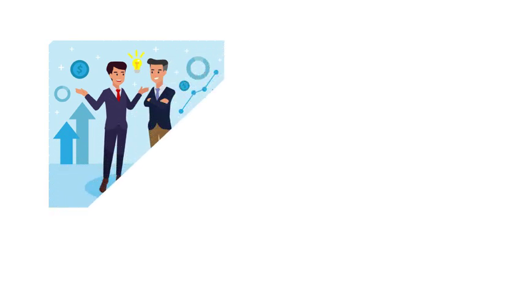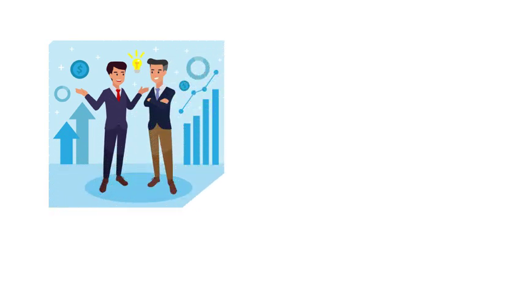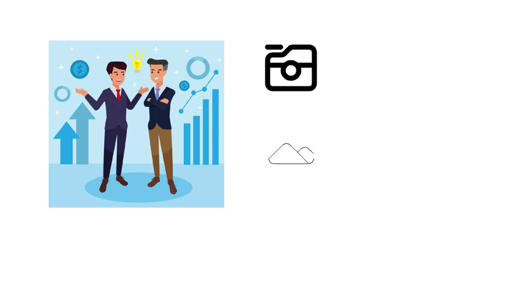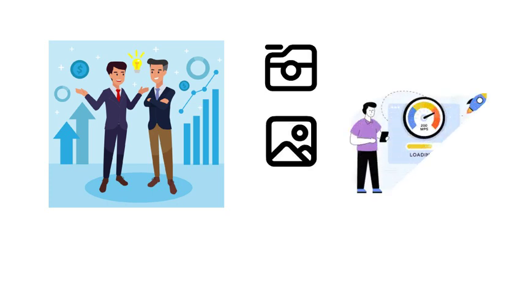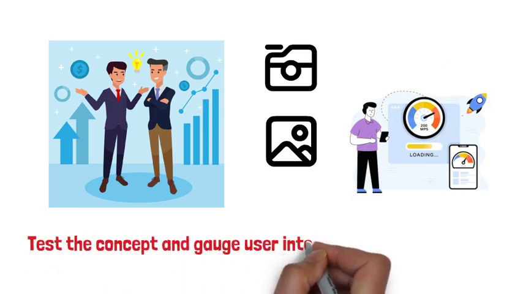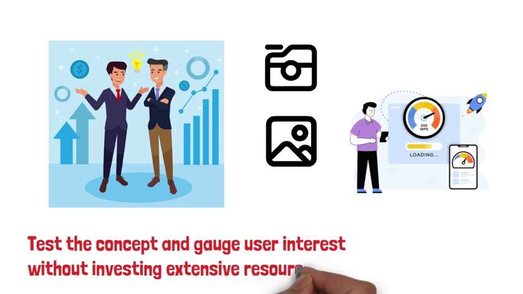Okay, let me give you a real-life example. Two friends, Kevin and Mike, in 2010, launched an app. It was a stripped-down, basic version of the app, allowing users to upload and share photos with filters and minimal editing features. The MVP, minimum viable product, was developed quickly to test the concept and gauge user interest without investing extensive resources up front.